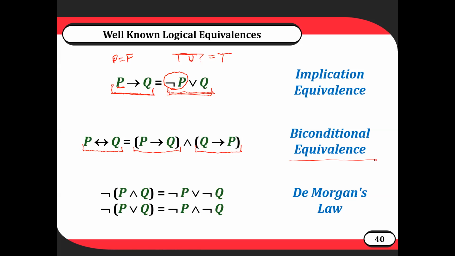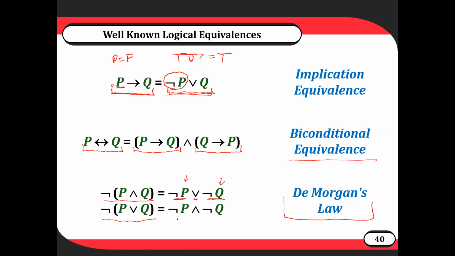And then De Morgan's law is another one that's sort of interesting because it's maybe not as intuitive as some of the other ones. If I have not (P and Q), that's equal to not P or not Q. So I flip my operator from an and to an or, and I negate both of my operands. And this also works for not (P or Q).